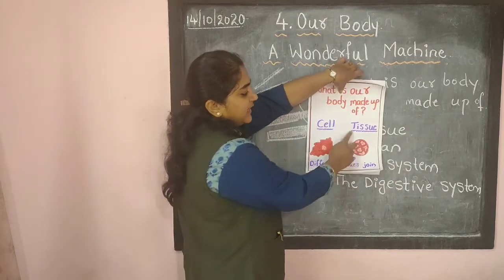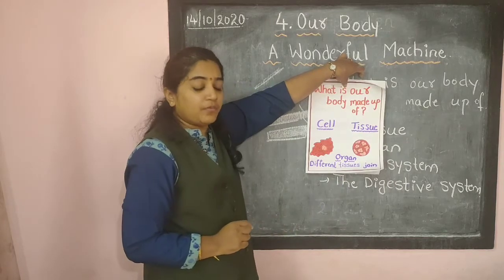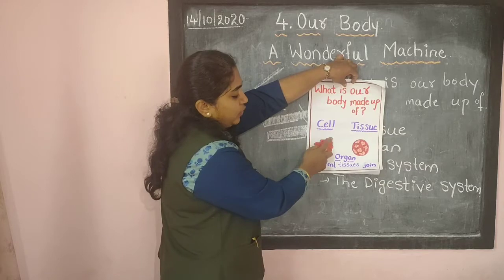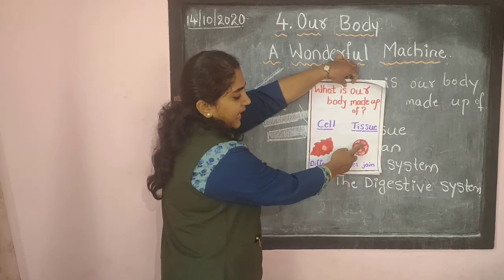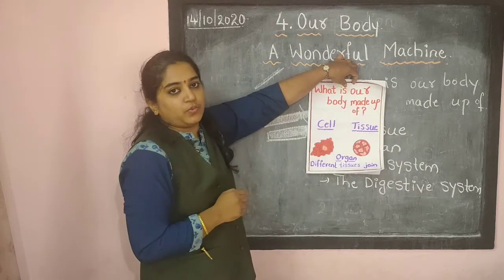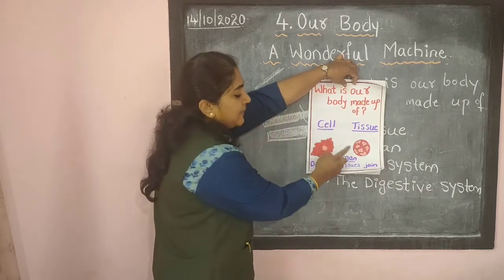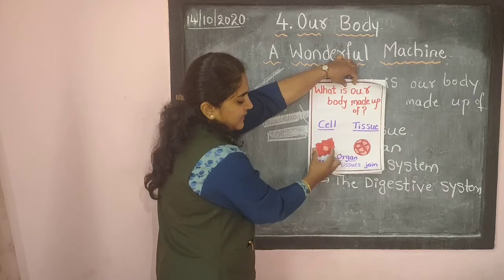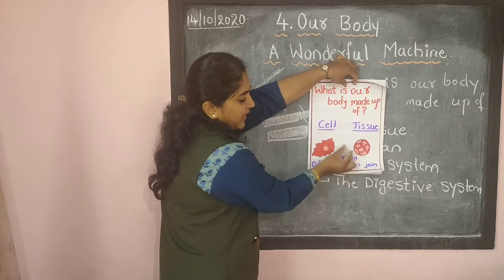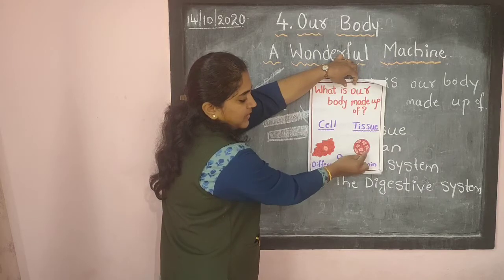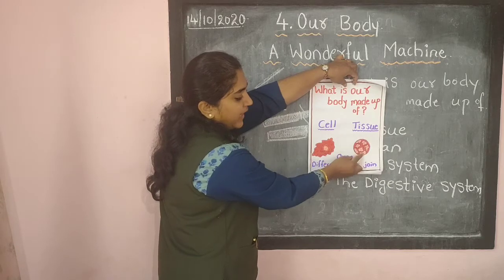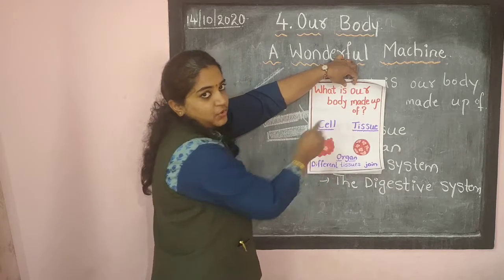And now what is a tissue? See, similar types of cells joined together, we call it a tissue. I'll repeat once again: similar types of cells. This is one cell. Similarly, in the same way, one cell, 2, 3, 4, 5, millions of cells, similar types of cells join together to form a tissue.